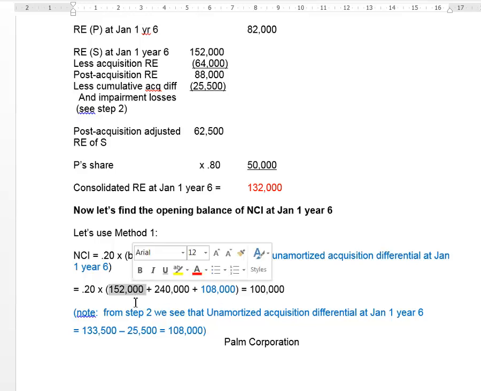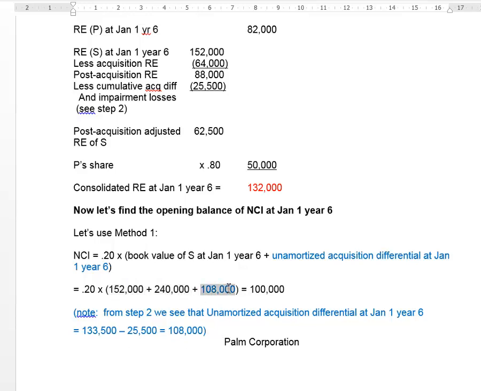Well, we know the book value of the sub at January 1 year 6. It's the sub's retained earnings plus its common shares. Now, don't forget there were no new common shares issued since the date we became related. So we can use the common shares that are sitting on the separate entity balance sheet of the sub, which is 240. So that's our book value of the sub at January 1 year 6, 152 plus 240,000.